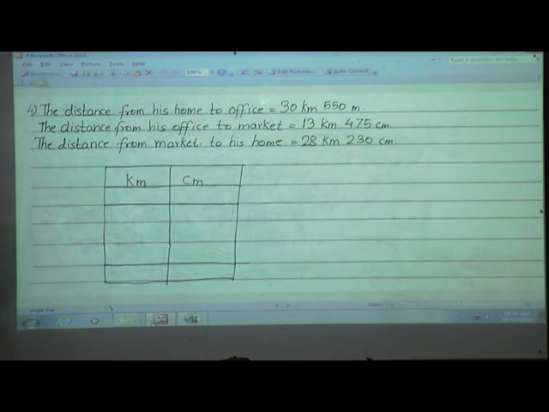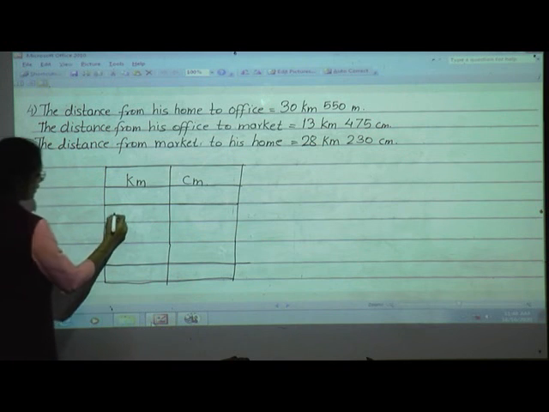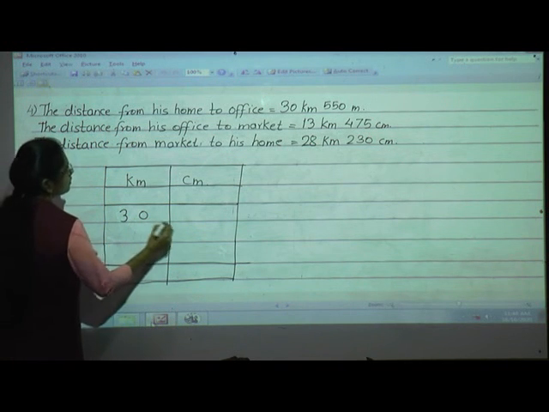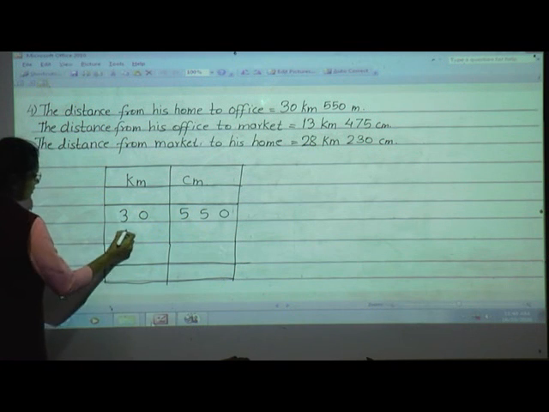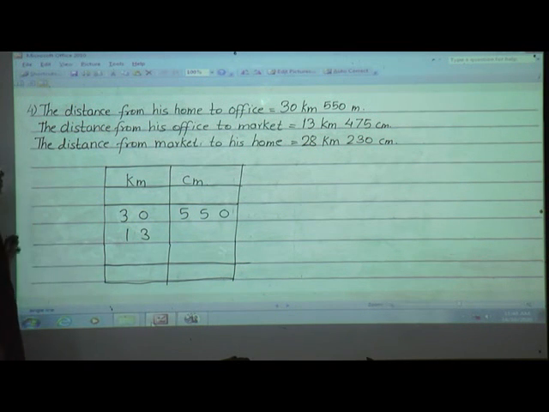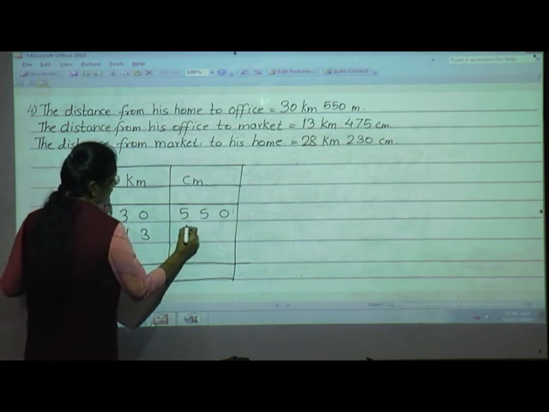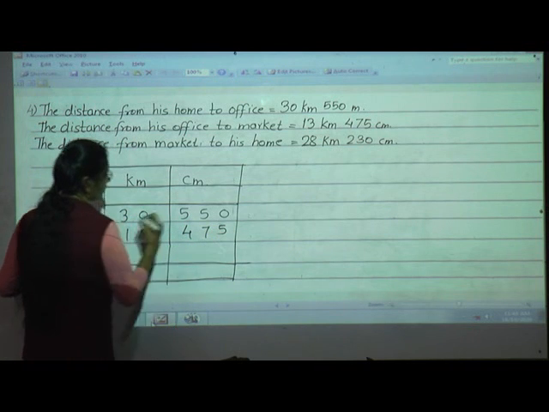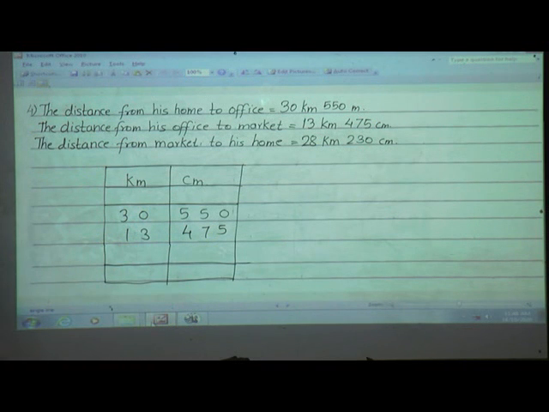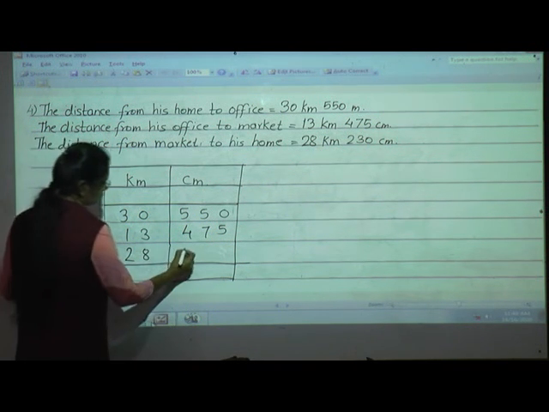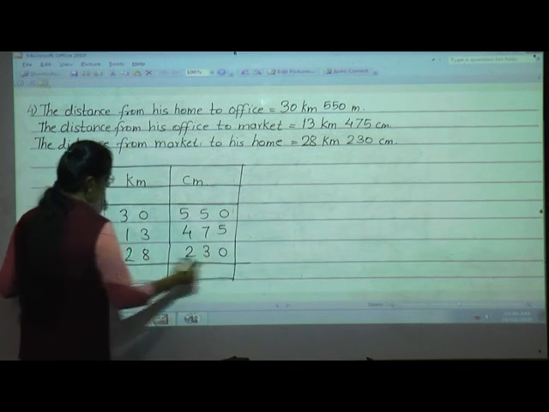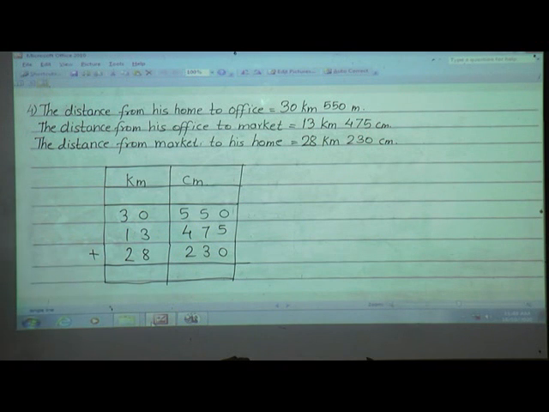Okay. Now what was the first distance? 30 kilometer 550 centimeter. Then from office to the market, 13 kilometer 475 centimeter. And then from office to his home, that distance was 28 kilometer 30 centimeter. Now when we add these three distances, we will get the total distance.